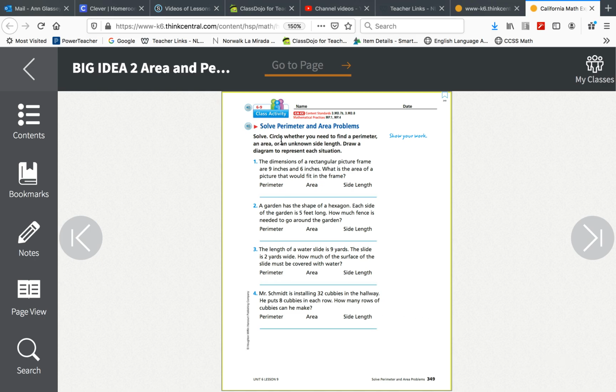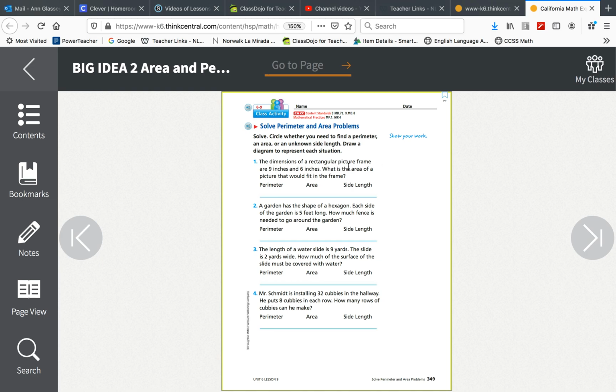Solve. Circle whether you need to find a perimeter, an area, or an unknown side length. Draw a diagram to represent each situation. So you will show your work.